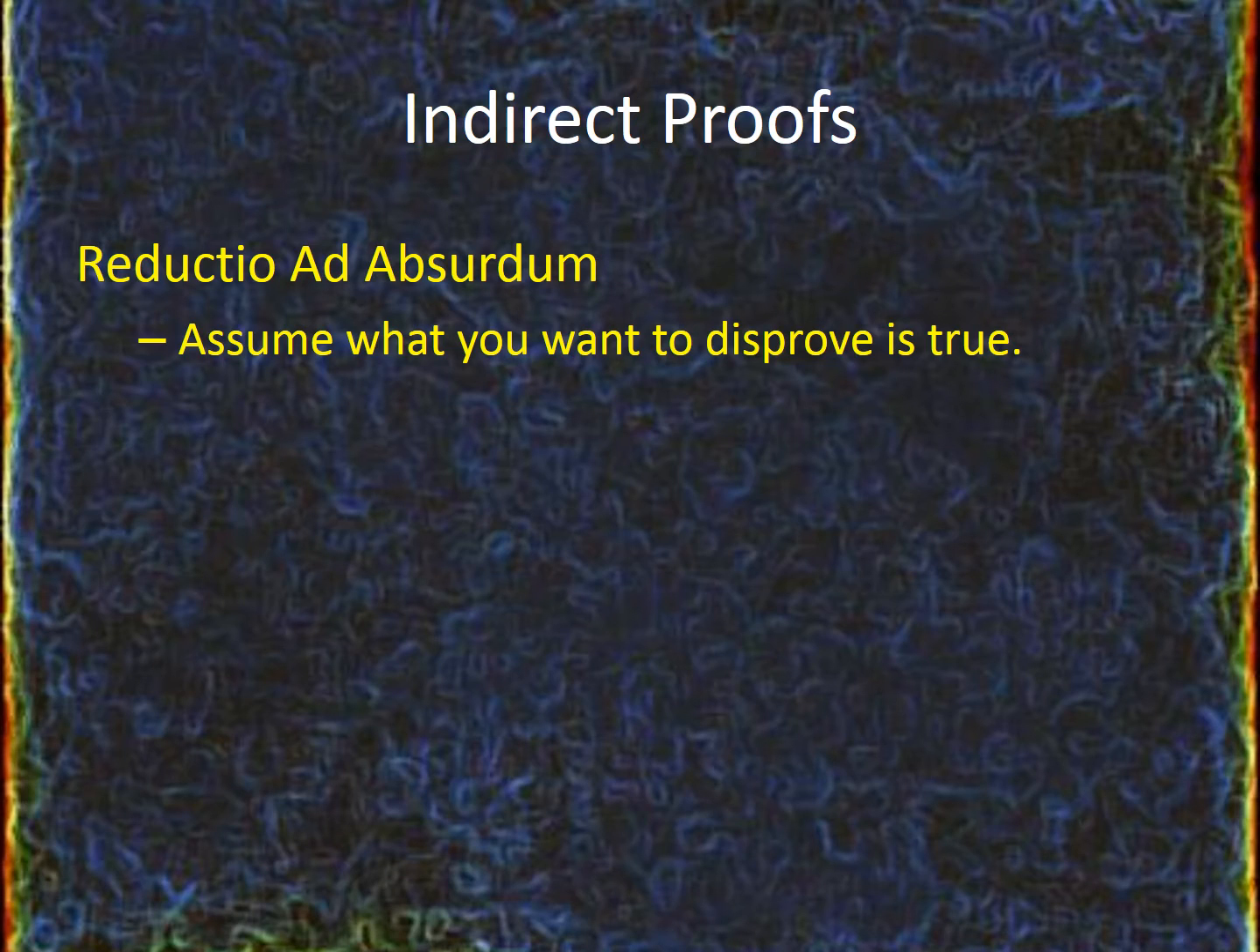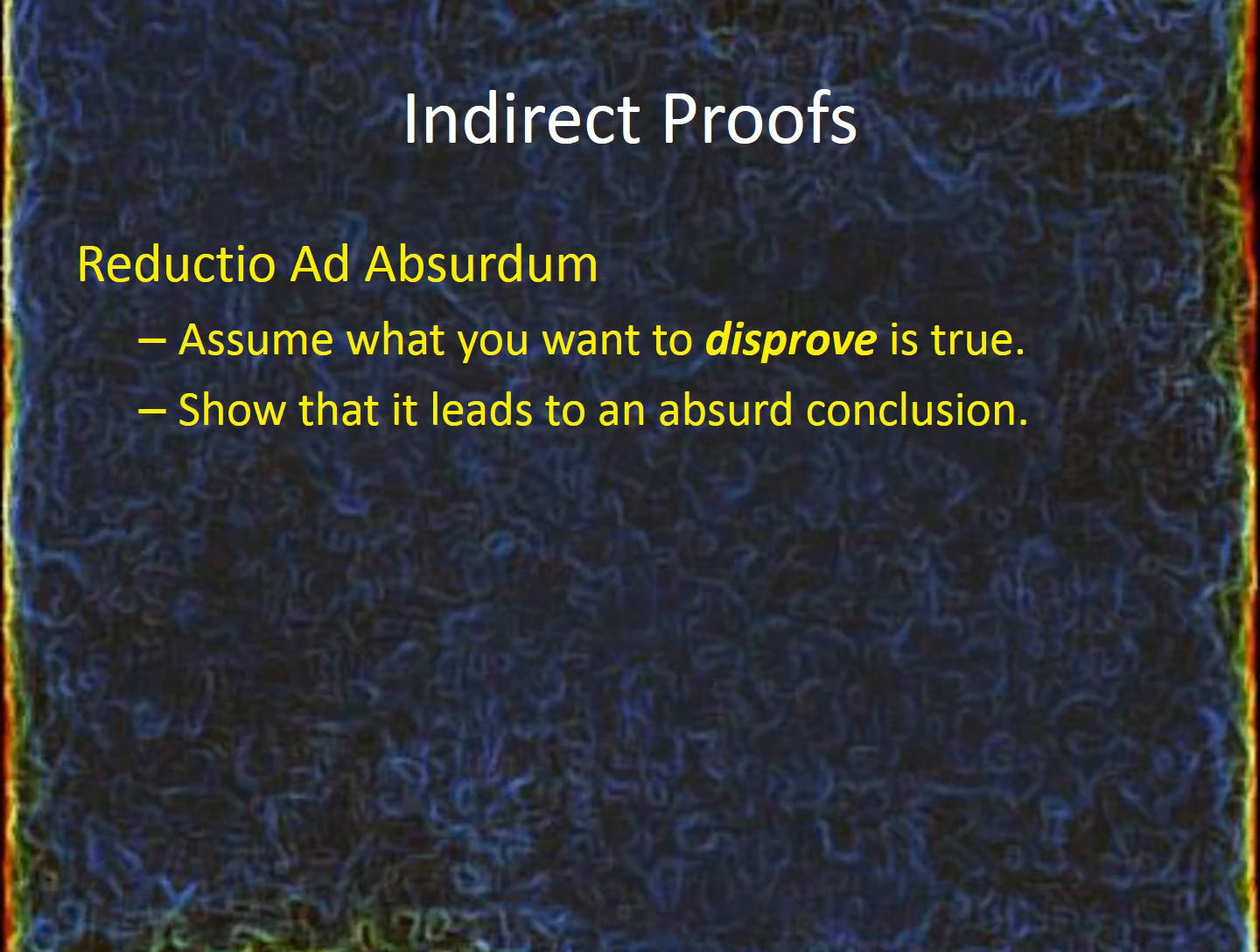And what you do in a reductio is that you assume that what it is that you want to prove is false is true. Then you show that if what you want to disprove is true, then it leads to some sort of absurd conclusion.